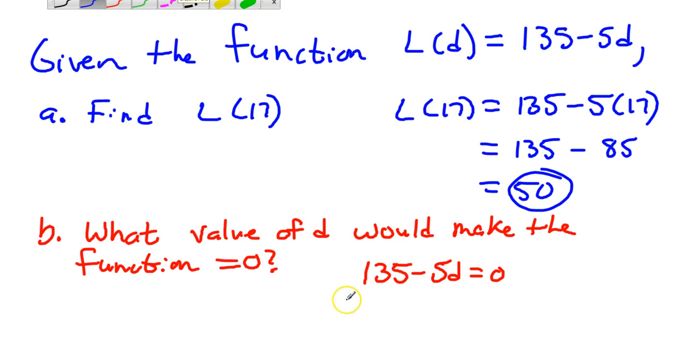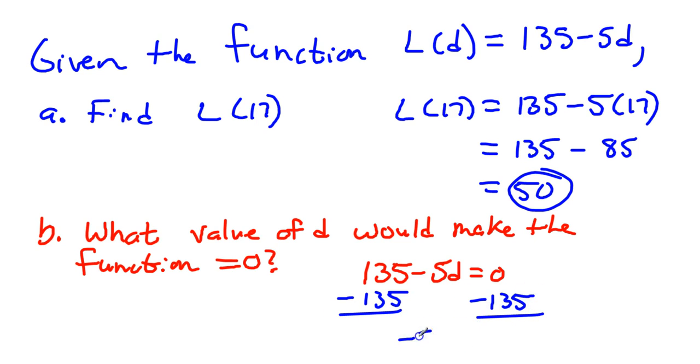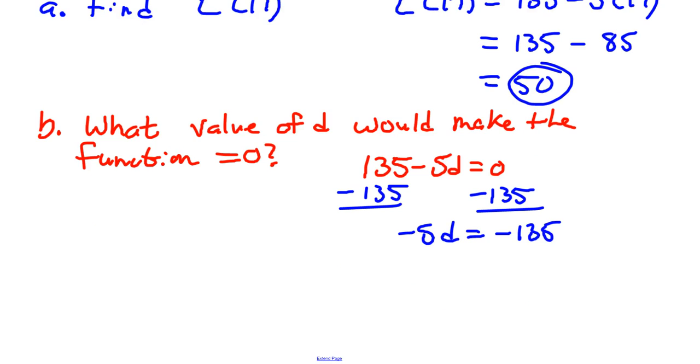So for that one, I'm going to subtract the 135. So we've got negative 5D equals negative 135. Divide both sides by negative 5, and that should come out to be 27.